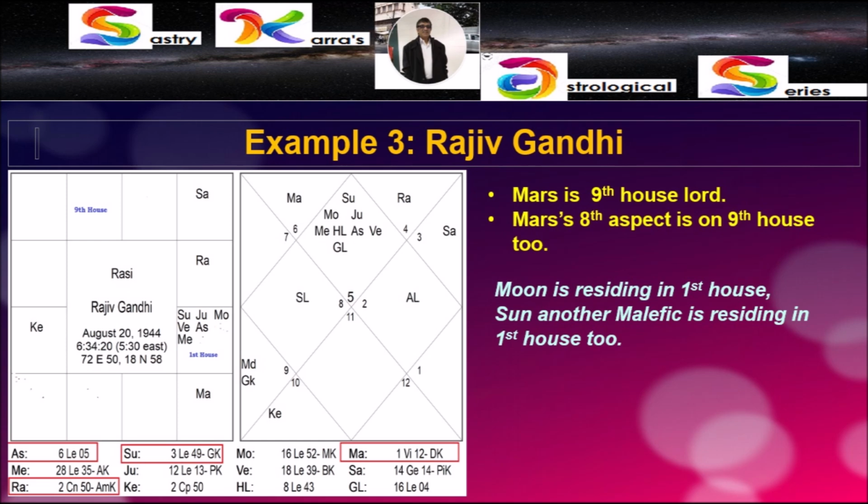Lagnadipati is residing in its own house. So, a malefic planet residing in its own house is one way to tell that something different is going to happen. Now let's look at the ninth house. The ninth house lord is Mars. And where is Mars residing? Of course, the ninth house is empty. Good, that's a good thing.